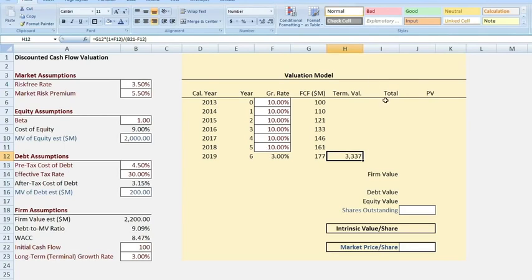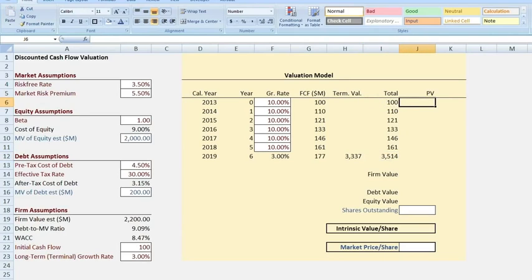In the total column here, we'll just total up all of our cash flows in terms of each year's cash flow, including the terminal value. Now, of course, the only year that has the terminal value in it is that last one, but I like to have formulas just copied and pasted so that they're consistent throughout the spreadsheet.